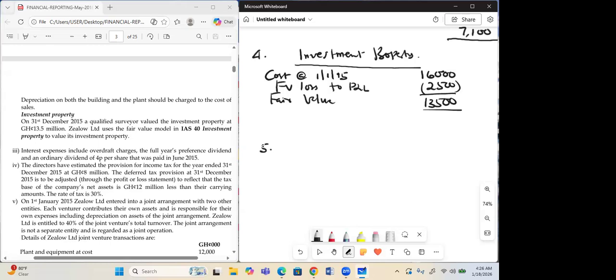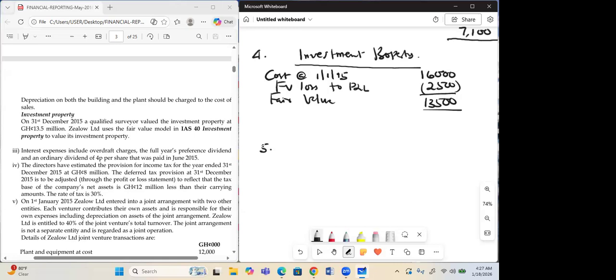It says interest expense includes overdraft charges, the full year's preference dividend, and an ordinary dividend of 4 pesos per share that was paid in June 2015. Now, I explained something on finance cost to you in the previous meeting. They said it includes overdraft charges. Now, interest on overdraft, does it qualify as finance cost? Yes, sir. Yes, it qualifies.